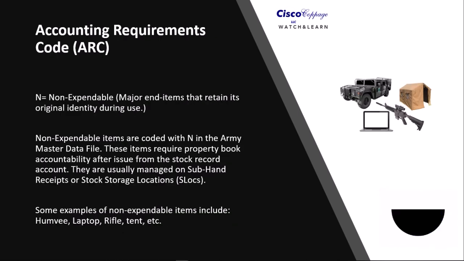Non-expendable items are major end items that retain their original identity during use. Non-expendable items are coded with an N in the Army Master Data File. These items require property book accountability after issue from the stock record account. They are usually managed on sub-hand receipts or stock storage locations inside of GCSS Army. Some examples of non-expendable items include Humvee, laptop, rifle, tent, etc.